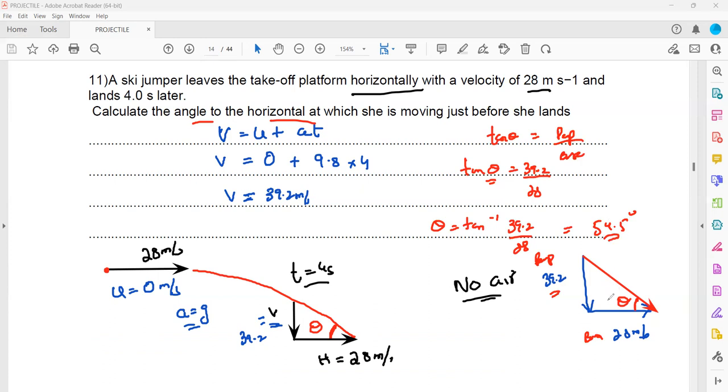But what if they ask for the final velocity? How to work out the final velocity? You will use the Pythagoras theorem. You have the horizontal component and you have the vertical component. So you use the Pythagoras theorem: the square root of 39.2 squared plus 28 squared.